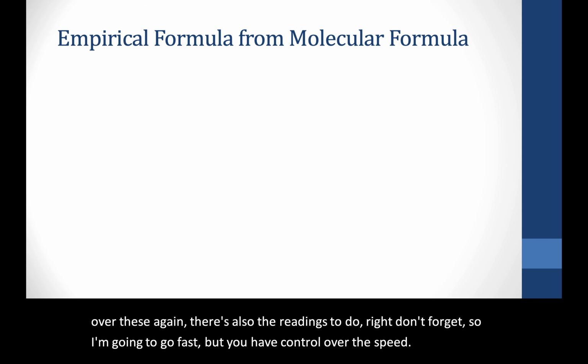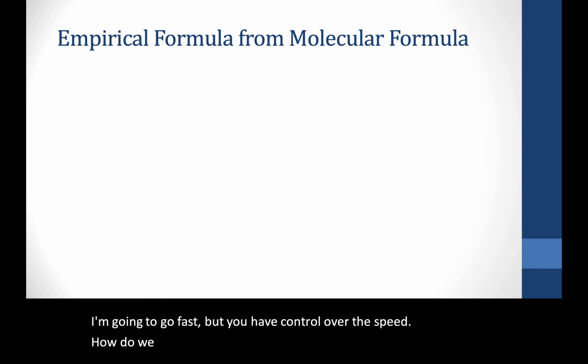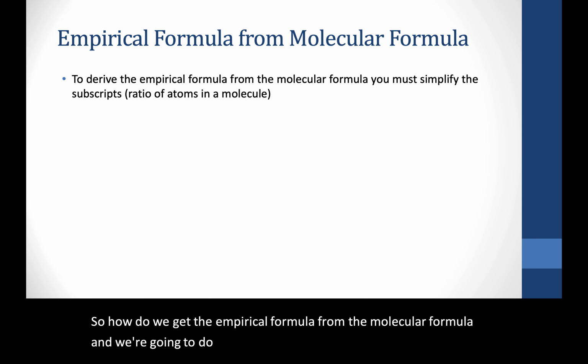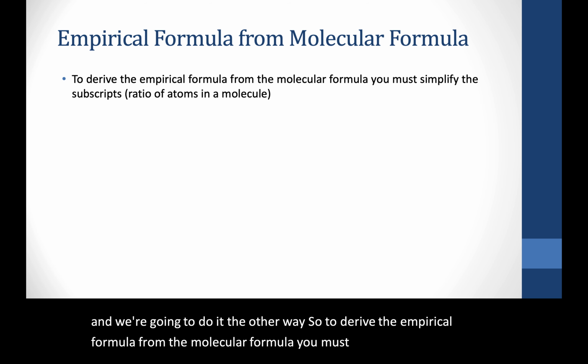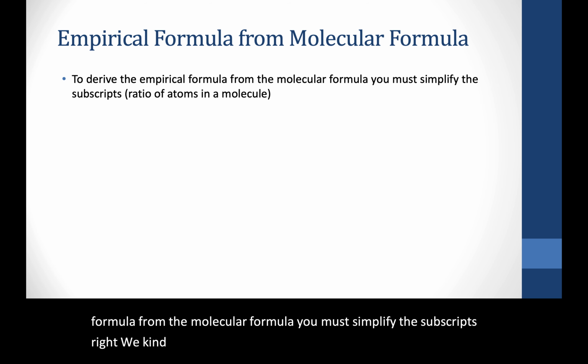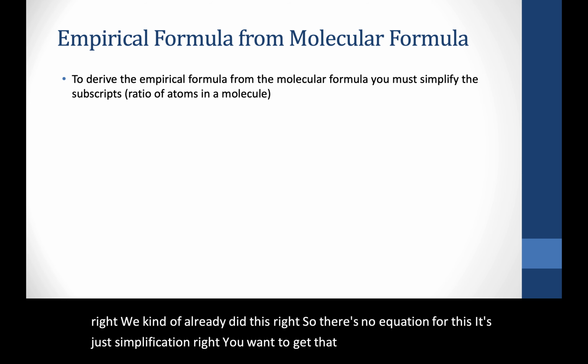All right. So how do we get the empirical formula from the molecular formula? And then we're going to do it the other way. To derive the empirical formula from the molecular formula, you must simplify the subscripts. We kind of already did this, right? So there's no equation for this. It's just simplification, right? You want to get that lowest whole number ratio.